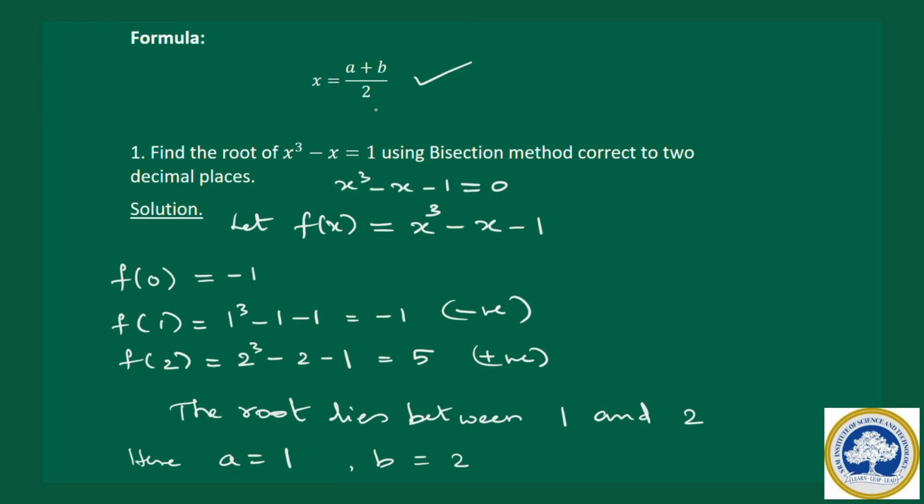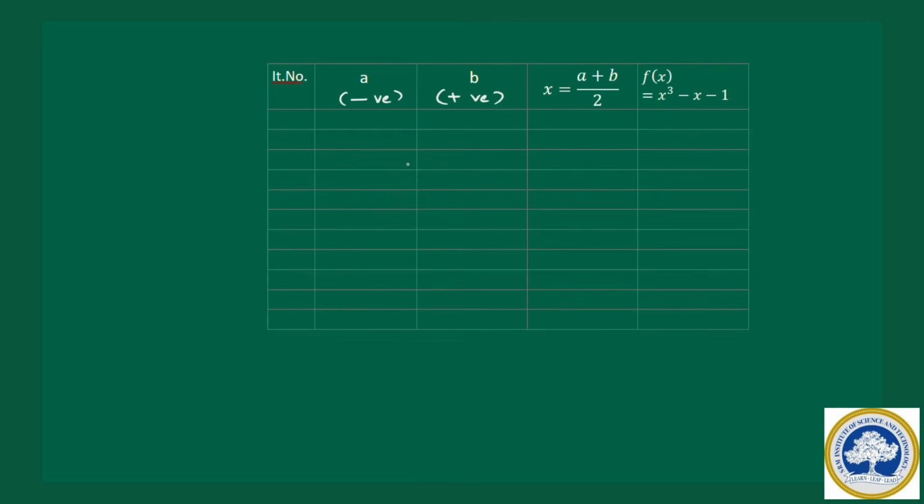Before going to calculation, it will be easy to form a table. So first we can form a table. Now let us form a table like this. First column for iteration number, next column for a, next column for b, and then the formula x is equal to (a plus b) by 2, and then f of x also we have to find out.